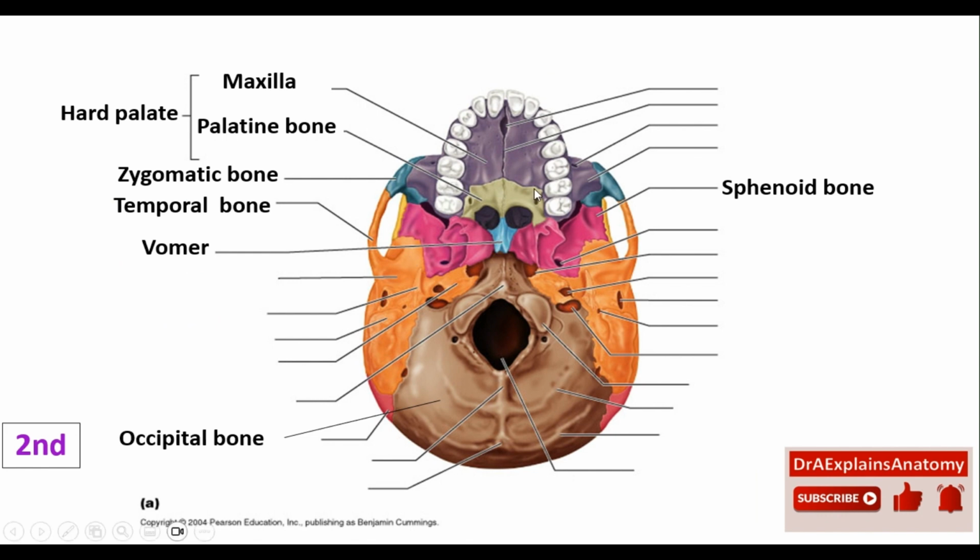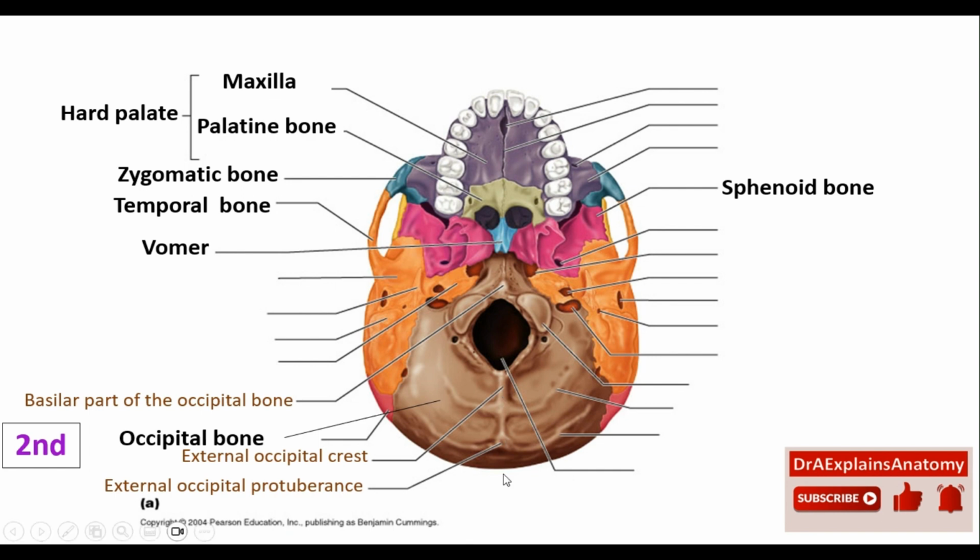Previously, we have identified the bones. Let's go over the structures on the occipital bone. So this right here is the basilar part of the occipital bone. This is the external occipital crest right here. This is the external occipital protuberance right here.